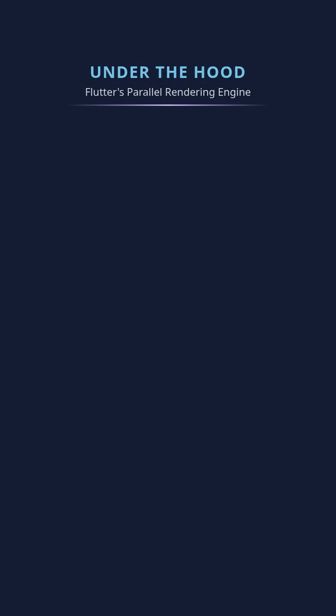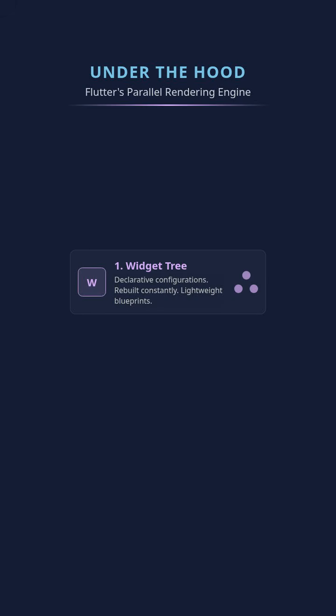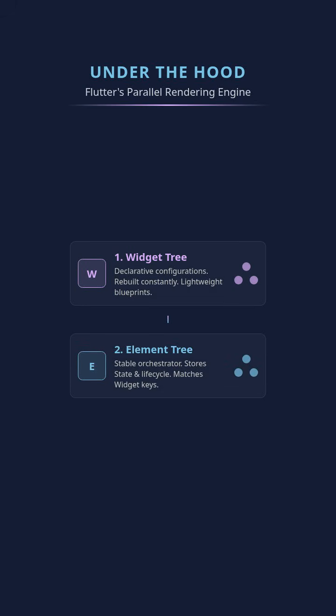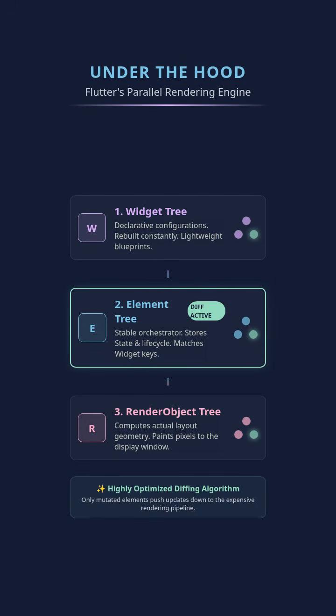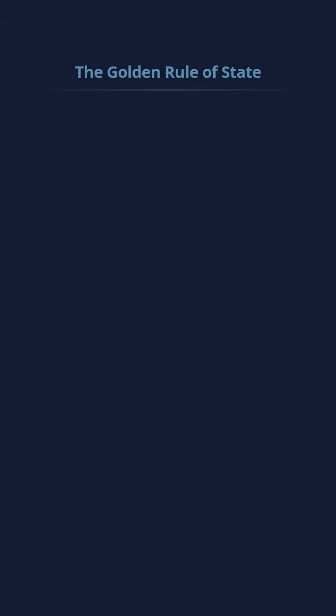To make this incredibly fast, Flutter manages 3 parallel trees. First, your declarative widget tree. Second, the element tree, which acts as the stable orchestrator of lifecycle. And third, the render object tree, which actually computes layout and paints pixels. When a widget changes, the element tree performs a highly optimized diffing algorithm to update only the modified nodes of the expensive render tree. This structural division gives us 2 primary types of widgets: stateless widget and stateful widget.